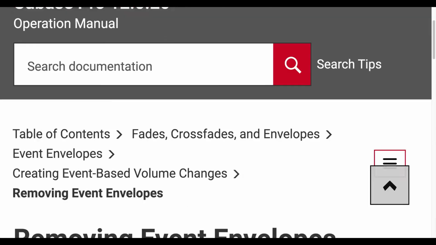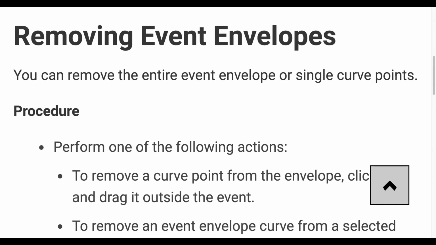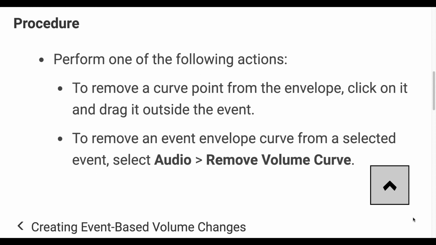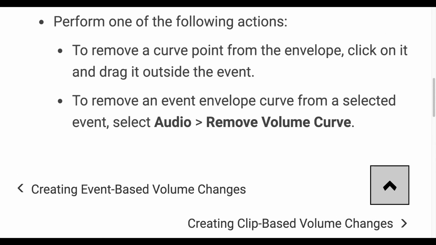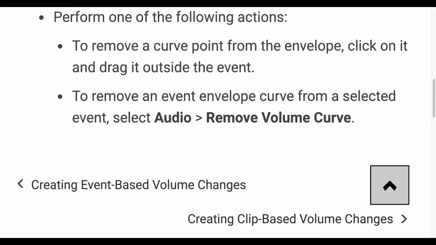Event envelopes. Removing event envelopes. You can remove the entire event envelope or single curve points. Procedure. Perform one of the following actions. To remove a curve point from the envelope, click on it and drag it outside the event. To remove an event envelope curve from a selected event, select Audio, Remove Volume Curve.